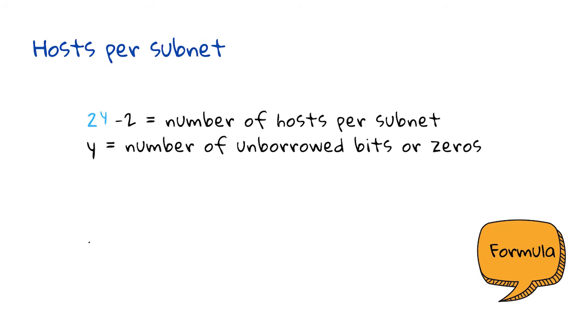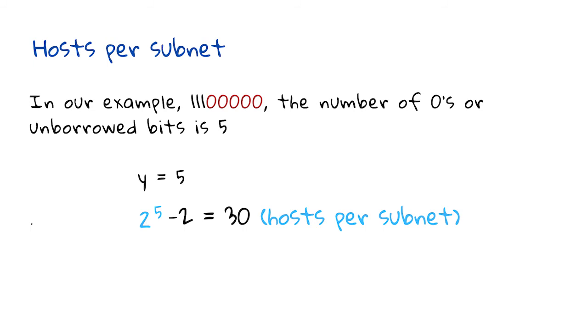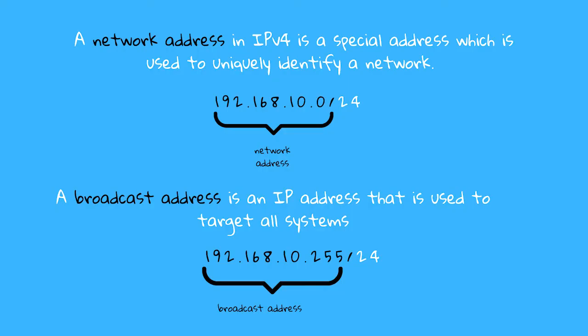How many hosts can we have per subnet? The formula for this one is 2 to the power y minus 2, where y is the number of unborrowed bits or zeros. In our example, we borrowed 3 bits out of 8, so we had 5 unborrowed bits. Therefore, y equals 5. 2 to the power 5 equals 32, minus 2 equals 30 hosts per subnet. The reason why we subtract 2 is because there are 2 addresses that we need for every subnet, known as the network and broadcast address, and these cannot be assigned to hosts.